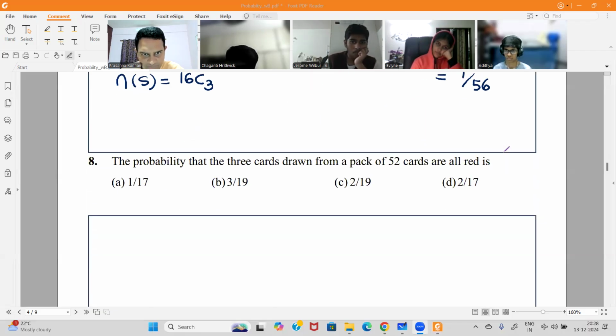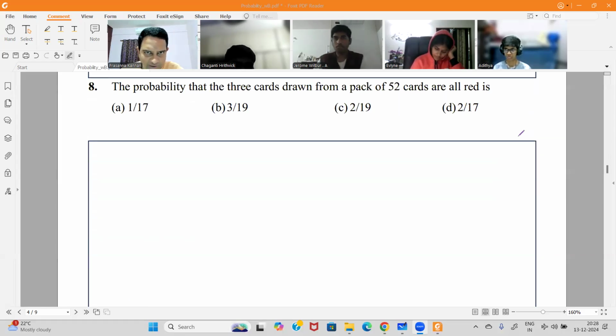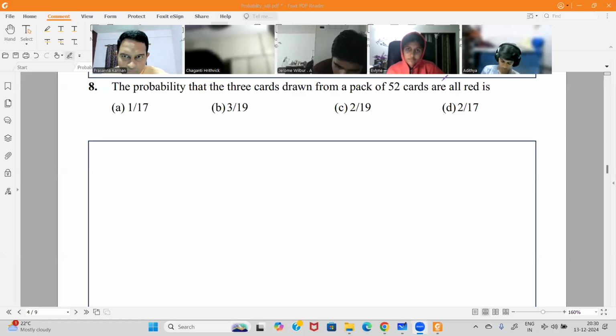Okay, now next one. Similar question. Can you all do this now? Exactly similar question. Please try and tell me. What's the answer, students? Sir, 2 by 17. Yes, yes. Aditya, are you also getting the same? Okay. See here, exactly same process.